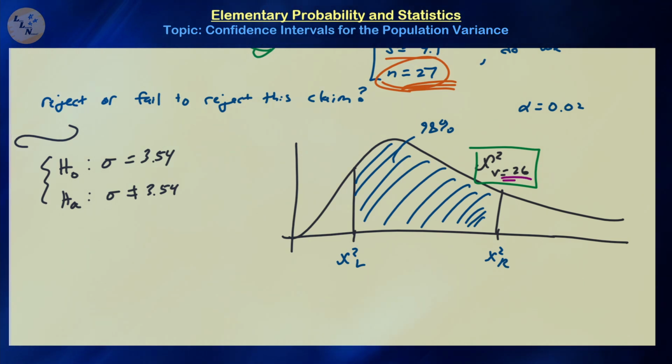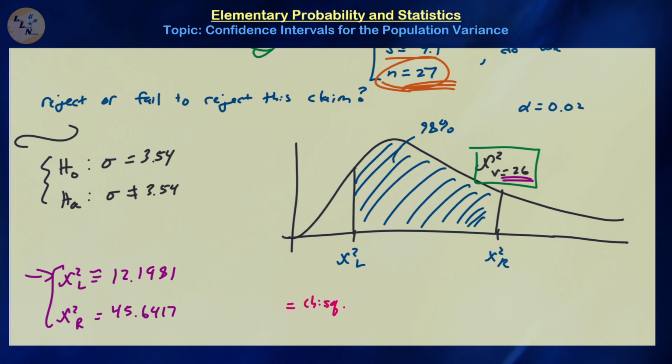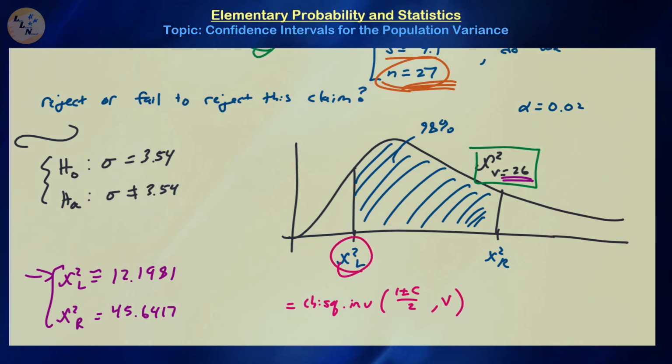If we take v to be equal to 26, you should be able to find that the left critical value for a chi-square distribution is approximately 12.1981, and the right boundary for this critical value is going to be equal to 45.6417. If you're using Excel, you can find these values using equals CHISQ.INV of 1 plus or minus C over 2 comma V, where minus is used for the left and plus is used for the right.